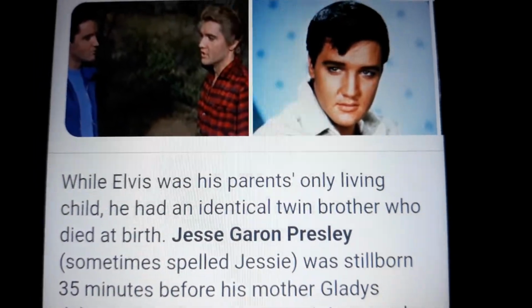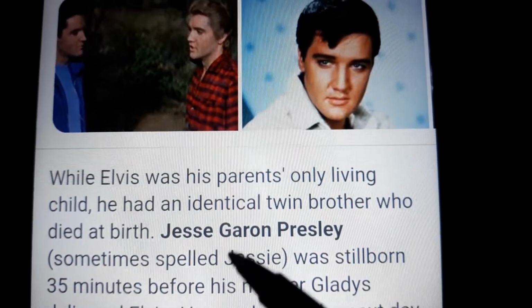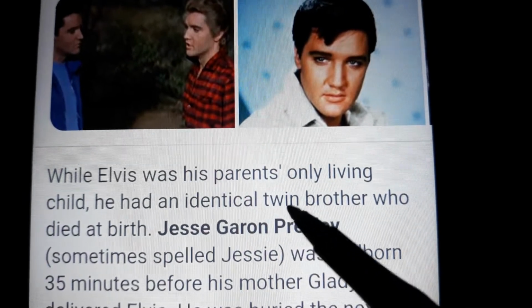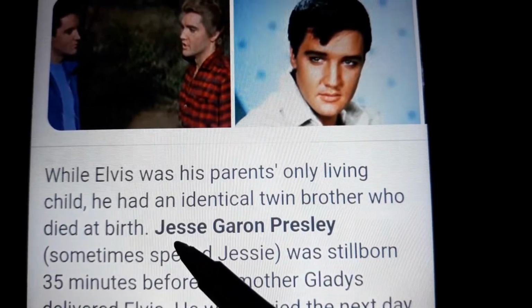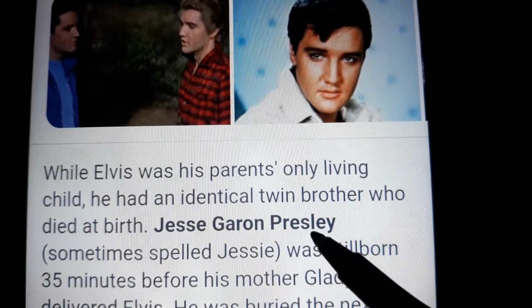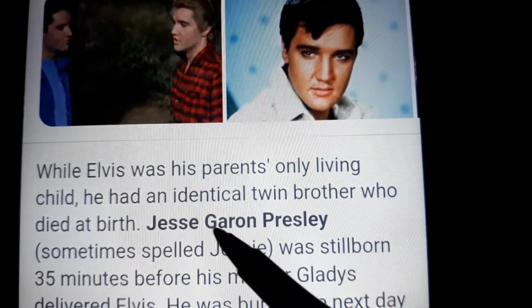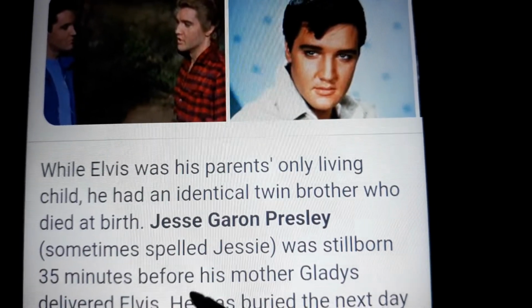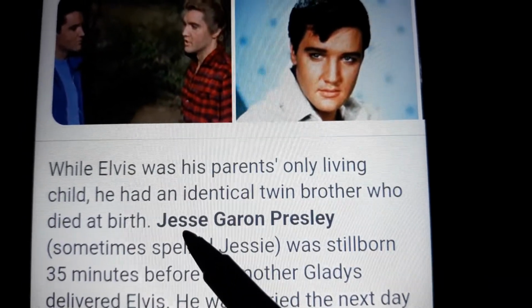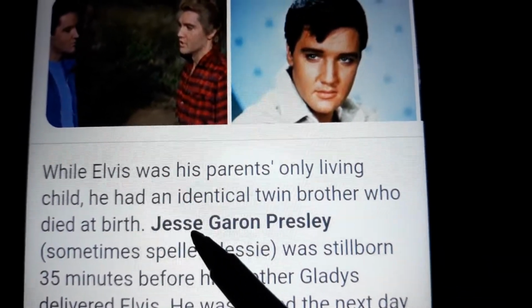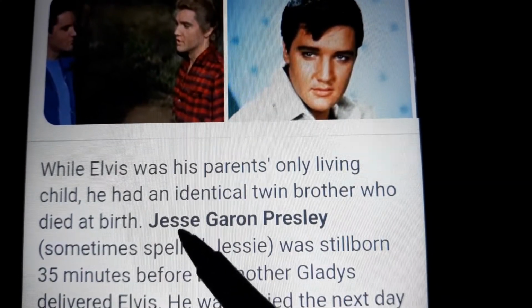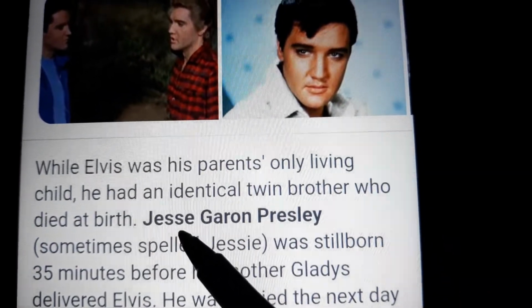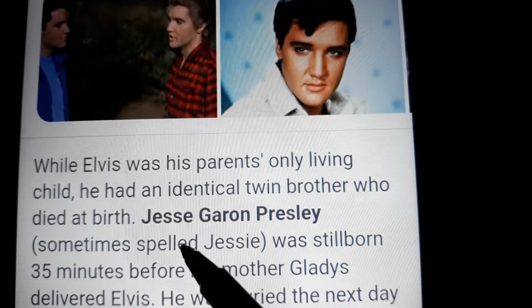Like I've shown you many times, Elvis had an identical twin who died at birth, and his name is Jesse Garone Presley. All right, and I told you my name is Garo right there, Garo, in his dead twin's name. But listen, Jesse, they spell it two different ways. It can be either with an I or without the I. All right?